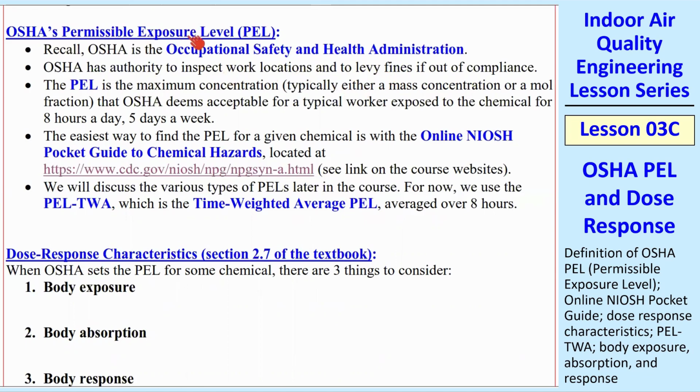PEL, Permissible Exposure Level, is determined by OSHA. It's defined as the maximum concentration, mass concentration, or mole fraction that OSHA deems acceptable for a typical worker. They assume that the worker is working 8 hours a day, 5 days a week, so a 40-hour week.